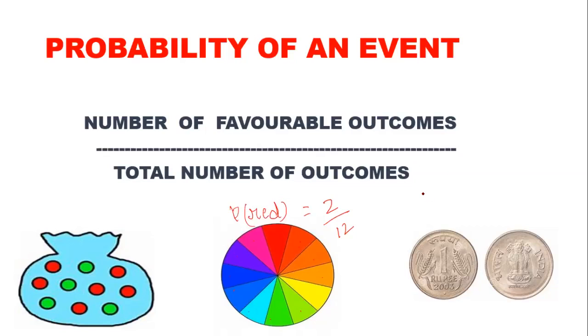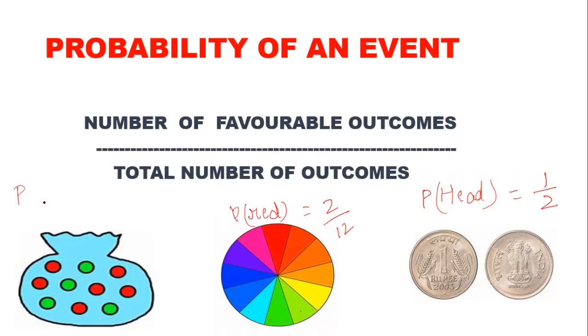What is the probability of head? Probability of head is equal to what is the favorable event? Two choices. Either we will get head or tail. So one favorable event divided by total number of outcomes. Total number of outcomes can be 2. So 1 by 2.